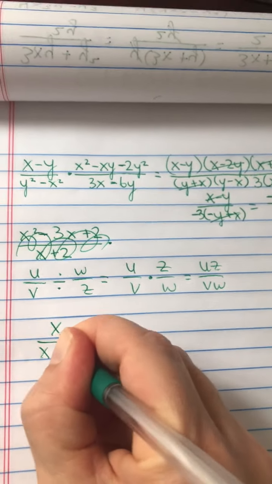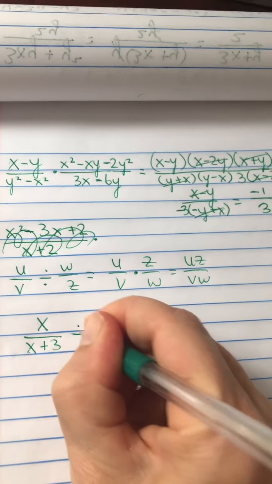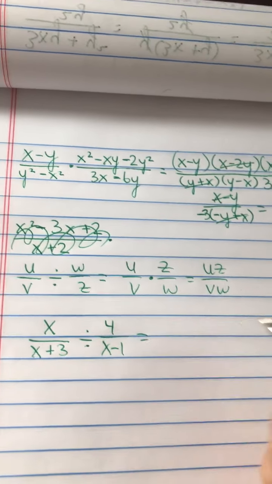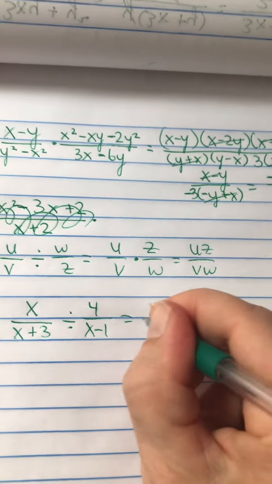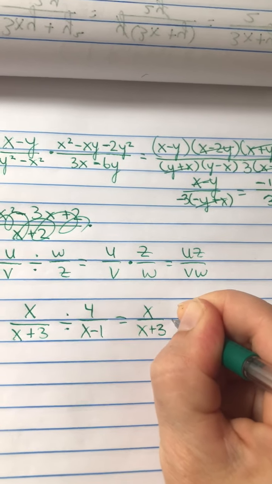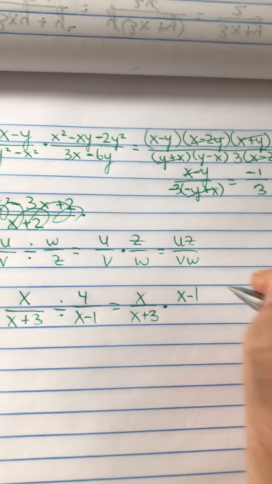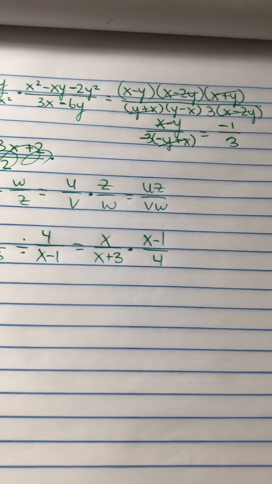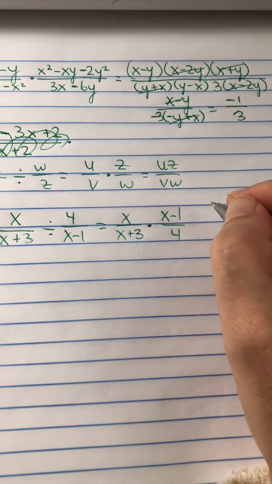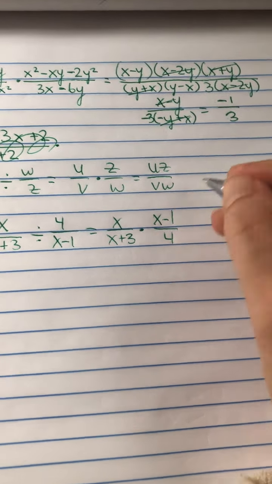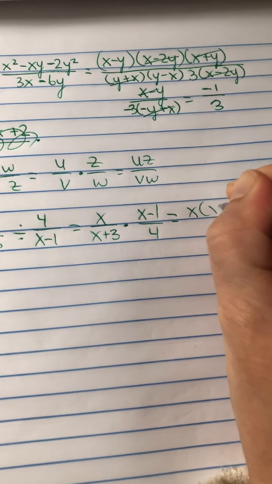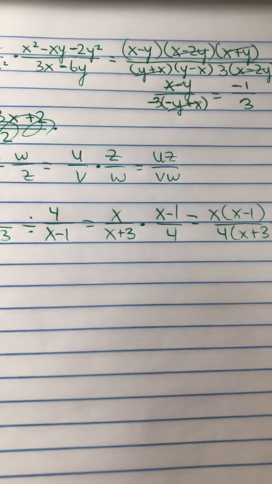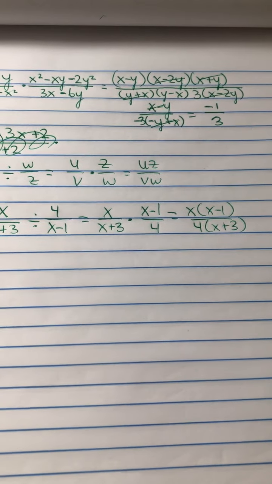x over x plus 3 divided by 4 over x minus 1. Okay, so you'll get x over x plus 3 times x minus 1 over 4. Okay, nothing really to cancel out there. So it's just going to look like, do they leave it like that? Yeah, they pretty much leave it like that. Okay. x times x minus 1 over 4 times x plus 3. Okay. All right, what's next?